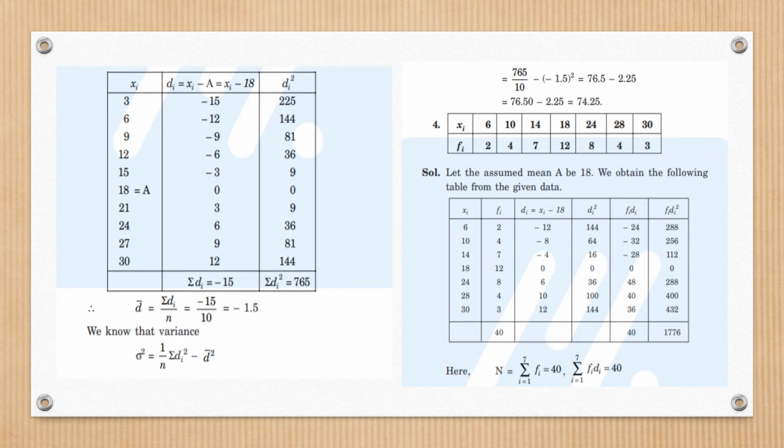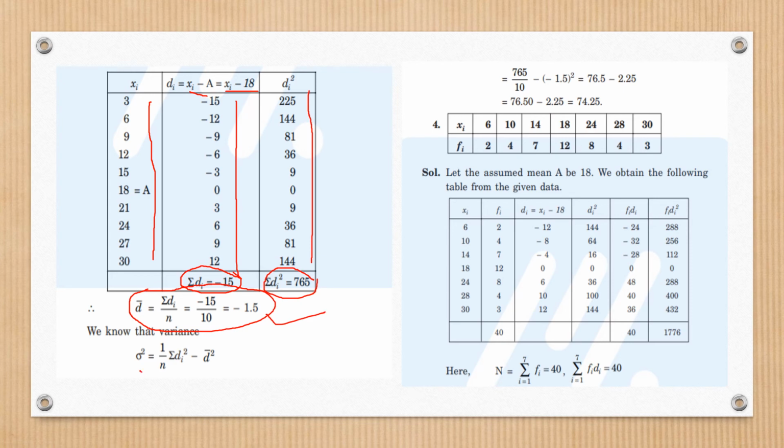Let's see. The table is here. This is your xi, and then di. So xi is here and this di is xi minus a, xi minus 18. So 3 minus 18 is minus 15, and like this. Summation di is minus 15, then di square, which is 765. And your d bar means summation di upon n, that is minus 15 upon 10, that is minus 1.5.